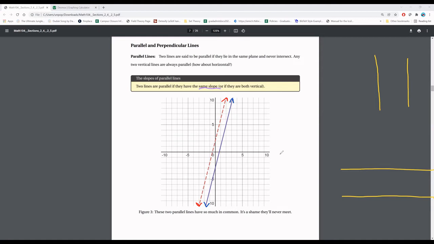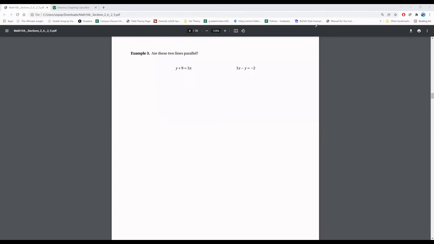See, I have an image here, a red dashed line and a blue solid line. These two are parallel. They have the same slope. Okay, let's try it out. Let's see if we can decide if these two lines are parallel to one another. I have the line y plus 9 equals 3x, and the line 3x minus y equals negative 2.